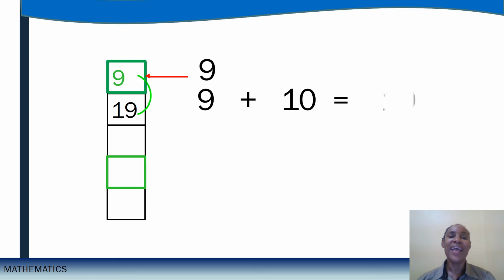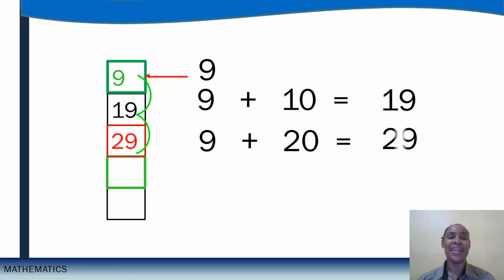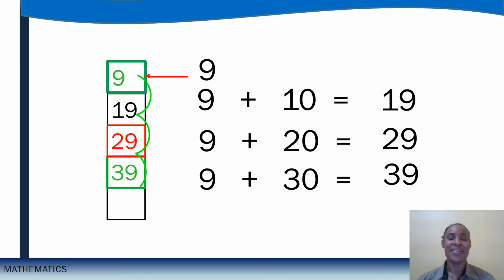First, 10 added to 9 gives us 19. We have that already. Now we will add 20 to 9. 20 added to 9 gives us 29. And remember, we want to get to the second green square. So we'll add the third multiple of 10 to 9. 30 added to 9 gives us 39. So there we have it, boys and girls. If you said the numbers that are missing from the green squares are 9 and 39, you are correct.